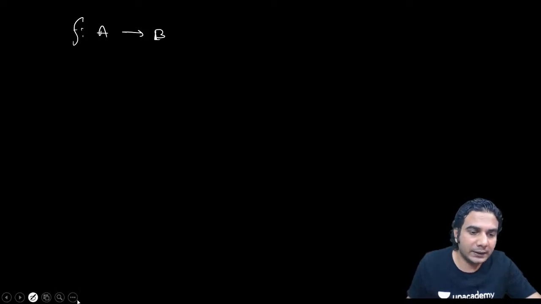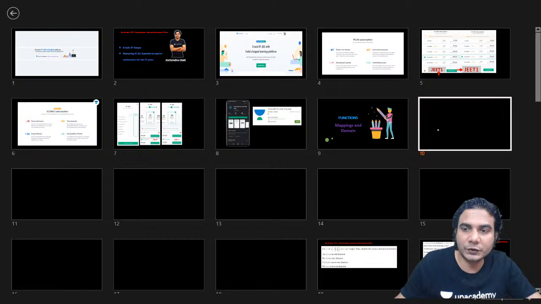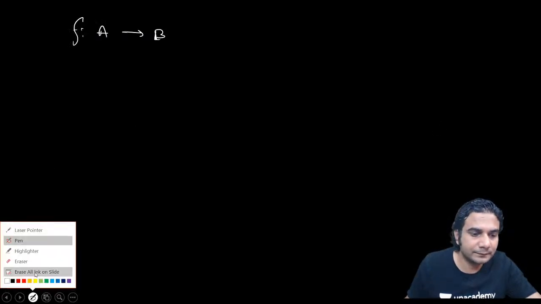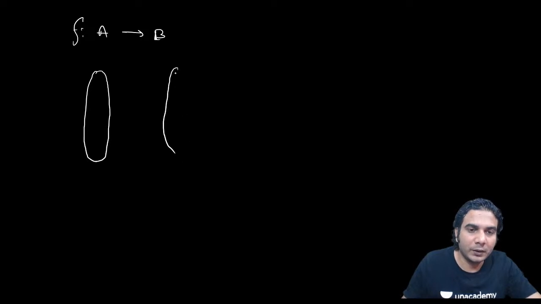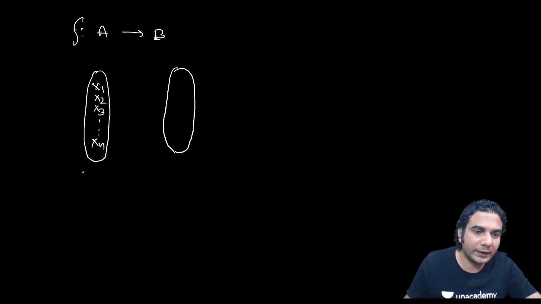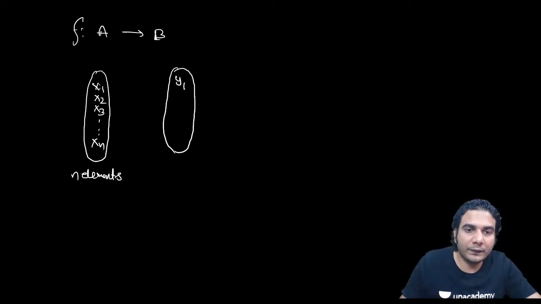So if you have a set, let me make a set like this, and this is set B. Basically, set A has some elements, say x1, x2, x3, and so on up to xn. So I'm taking n elements. And set B has y1, y2, y3, and so on up to yr. Let's say r elements.